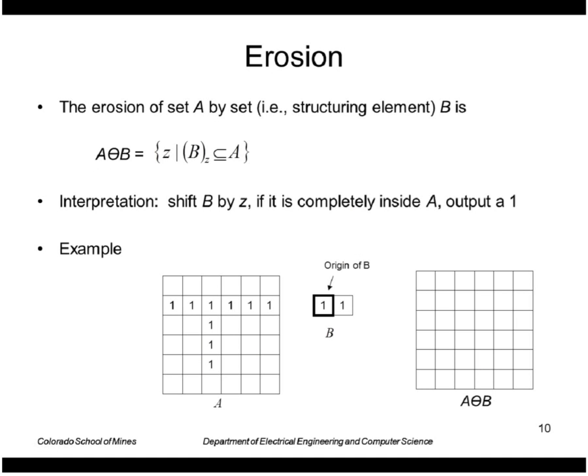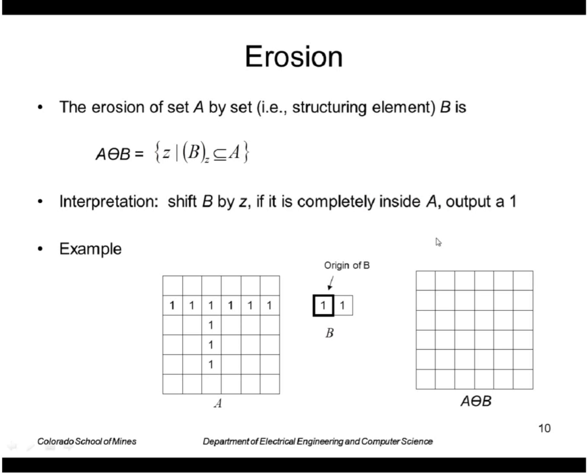Okay, so the first simple morphological algorithm we'll talk about is erosion. Erosion of a set A by some other set, namely a structuring element B, is defined as this equation. It says that A eroded by B is all elements Z such that if we translated B by that offset Z, it's entirely within A. It's a subset of A. Namely, we shift B by Z. If that shifted B is completely inside A, we output a 1 at that location.